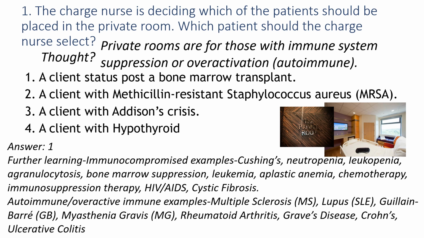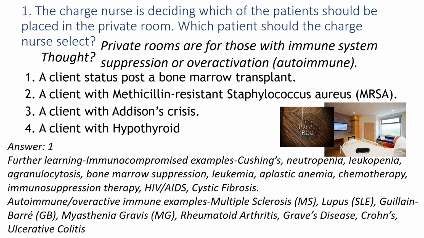Cushing's is immunocompromised. They make too much natural cortisol, which is basically steroid. So they're in an immunocompromised situation. Just remember their partner, Addison's, is not immunocompromised. Endocrine partners are opposites. Continuing, other immunocompromised examples are neutropenia, leukopenia, agranulocytosis, bone marrow suppression. Remember, white blood cells are made in bone marrow, so anything affecting the bone marrow causes risk for infection, and that's why we picked the bone marrow transplant as our answer.